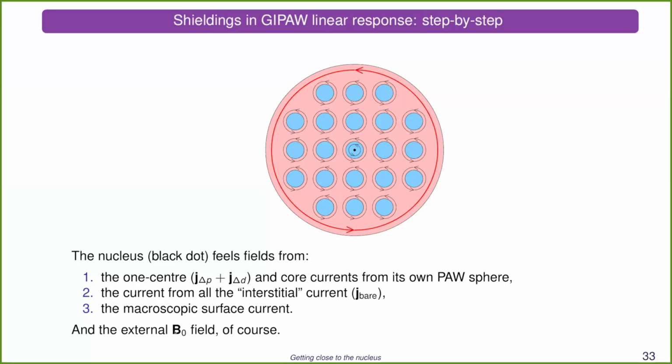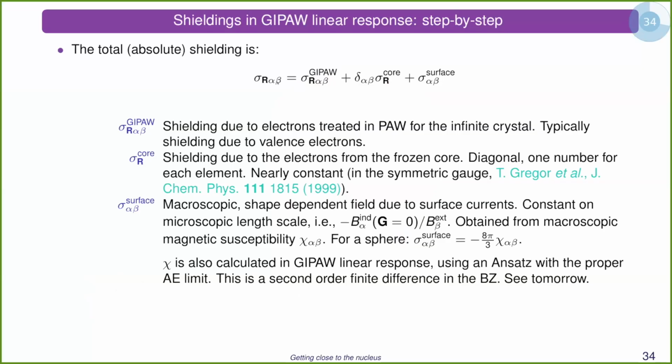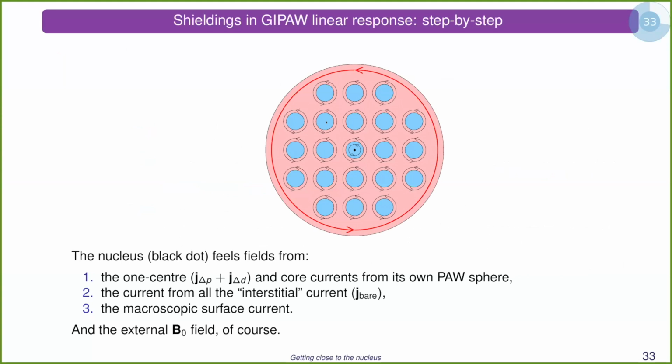And of course, there is the external field also that is even much bigger, and which is not in these 3 contributions. So you can write it as follows. The shielding tensor that you calculate is what I've done now here. I've made it one center.